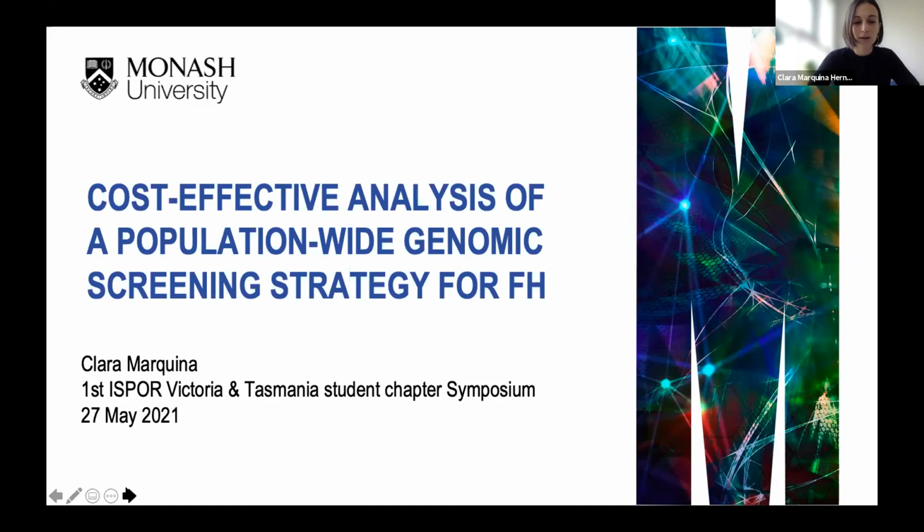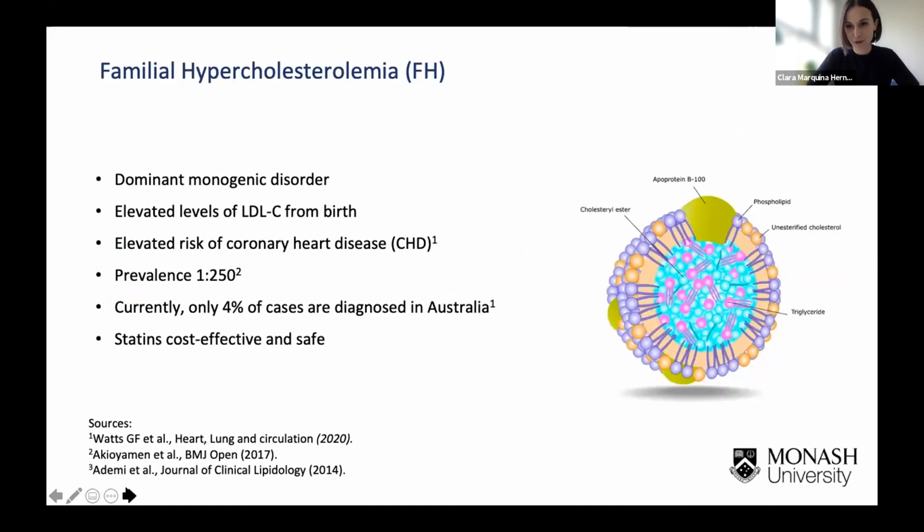Okay, so first of all, what is FH, or familial hypercholesterolemia? FH is a dominant monogenic disorder, and it's one of the most common monogenic disorders in humans, and it causes elevated levels of LDL cholesterol from birth. These elevated levels of LDL cholesterol in turn cause elevated risk of coronary heart disease, and hence it causes elevated risk of premature death. A recent meta-analysis that included more than 2 million people reported a prevalence of 1 in 250. And currently in Australia, we are only detecting 4% of all the cases that we have.